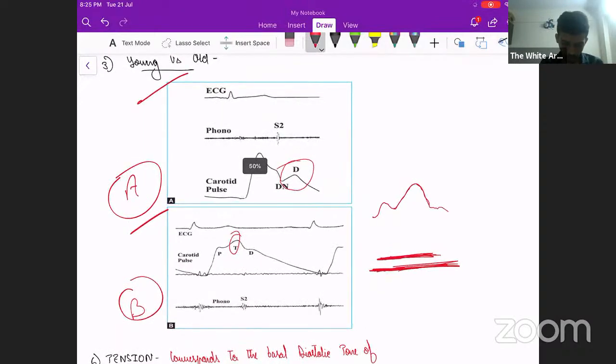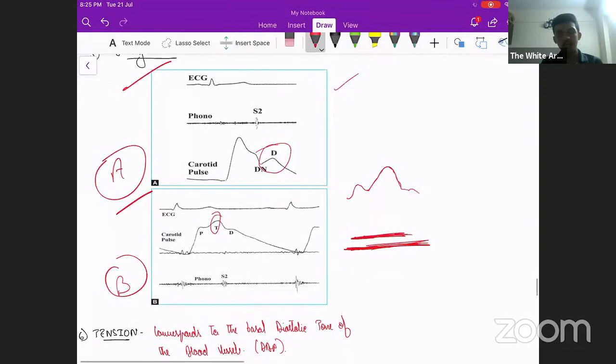So they might ask you in your entrance exam, which is the pulse waveform from a young and old person, and this is how you differentiate. So this was the concept behind that.